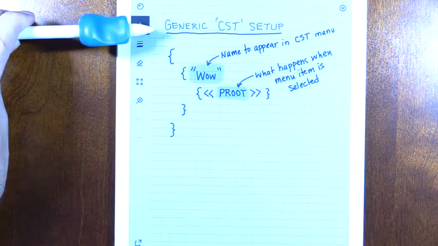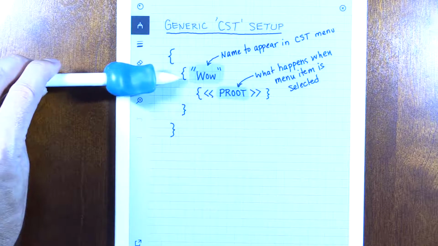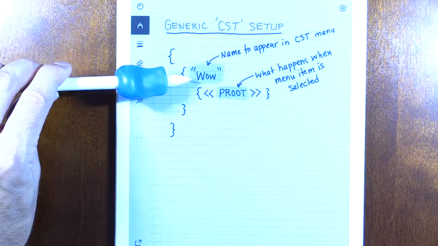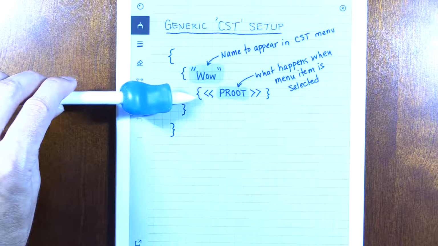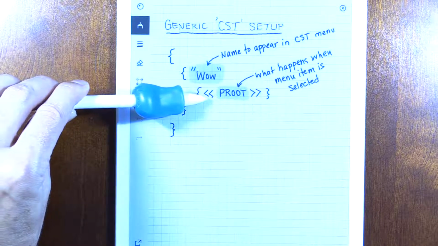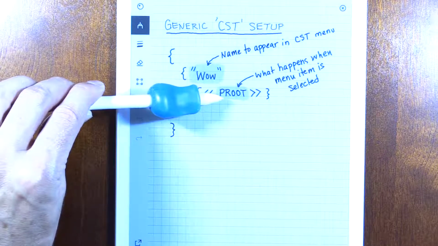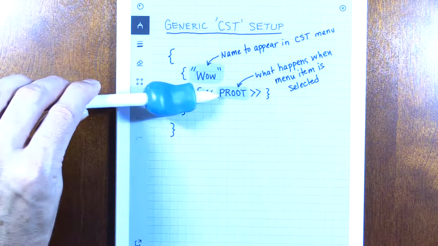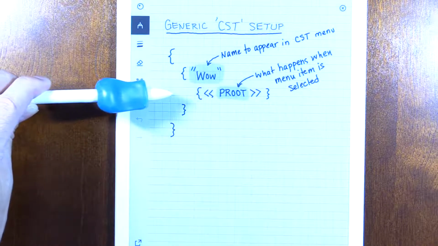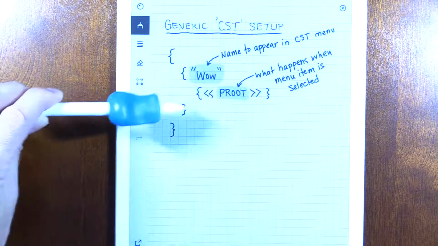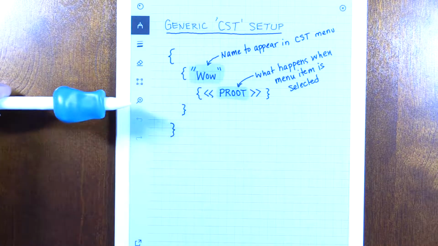All right, here we go. Generic CST setup. This is the overall structure of a custom menu. Start with a curly brace, then another curly brace, and in quotes, whatever you want to show up in the custom menu. I'm just calling it WOW. And then another curly brace here, the program symbol, and then whatever the program is. In this case, it's a one-step program. It's what you're going to do when this menu item is selected. In this case, it just runs poly root. Then we close out our program symbol and the rest of our curly brackets. What goes inside the program brackets can get rather involved.